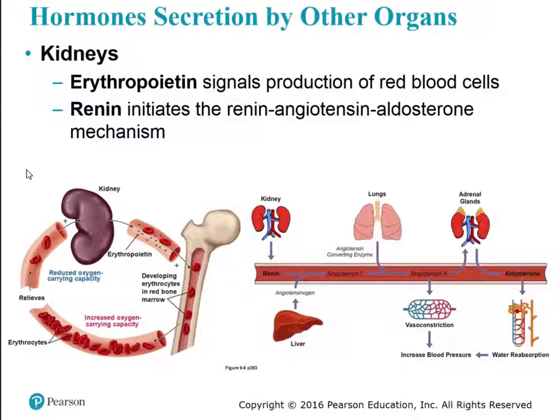Another hormone secreted by the kidneys that we've already talked about is renin. Renin is released when blood pressure is too low. So it starts that renin-angiotensin-aldosterone mechanism. Ultimately, we release aldosterone, which causes the kidneys to increase sodium reabsorption and therefore water reabsorption. So when we add more water and fluid to the blood, that's going to increase our blood pressure.